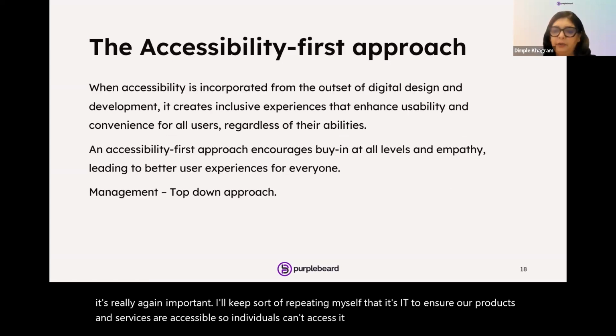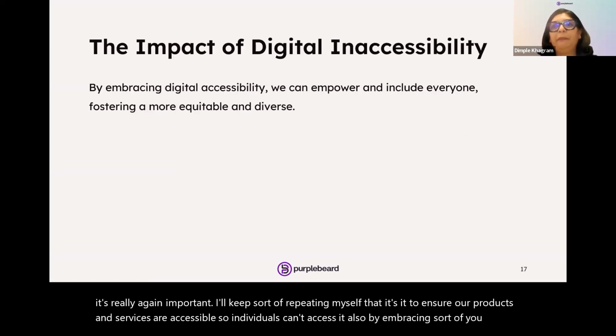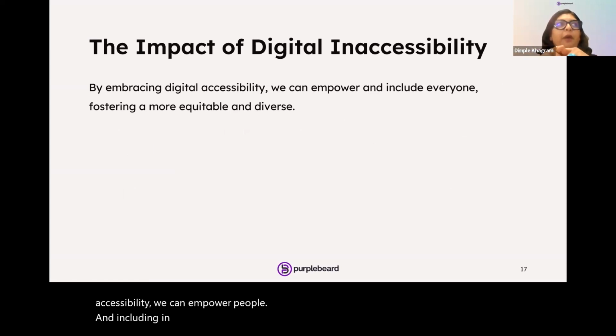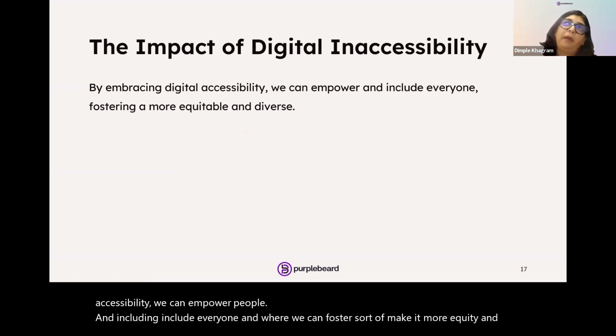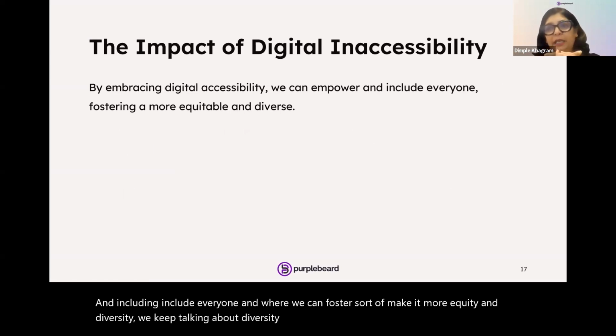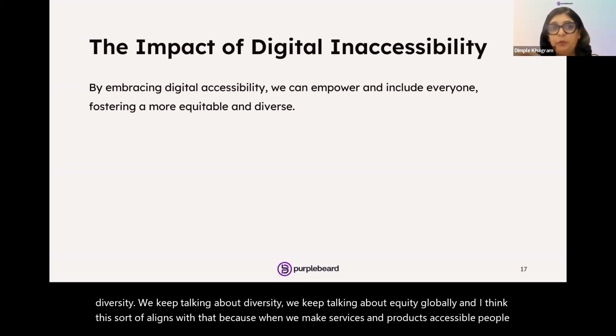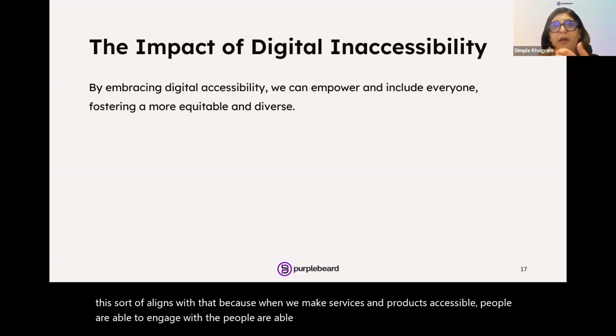Also, by embracing digital accessibility, we can empower people and include everyone, and foster more equity and diversity. We keep talking about diversity and equity globally. I think this aligns with that, because when we make services and products accessible, people are able to engage with them, move forward, learn, and use the services in various different forms.